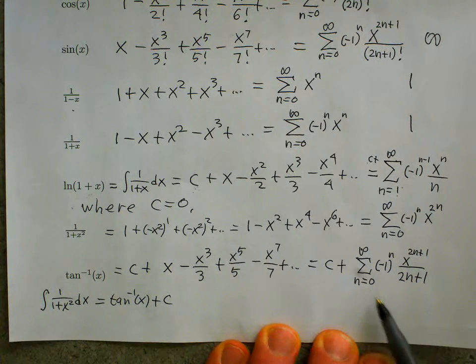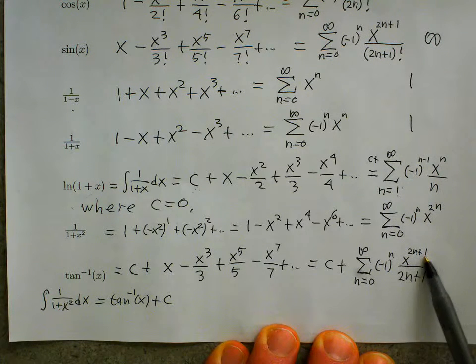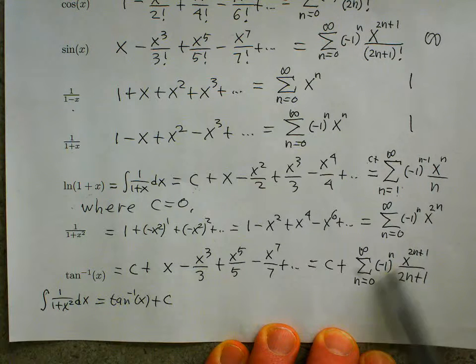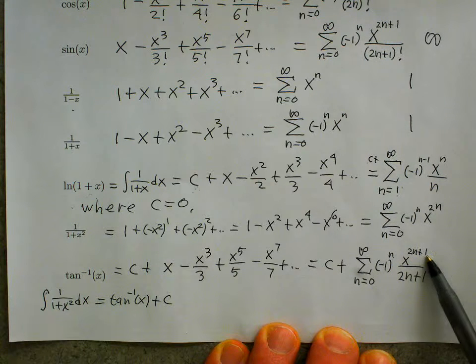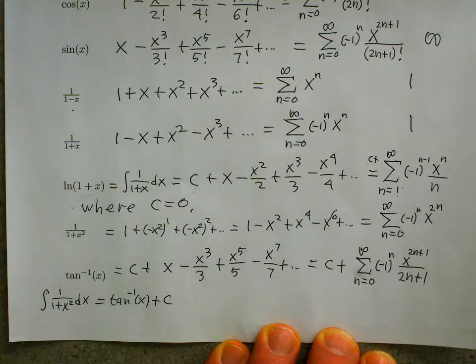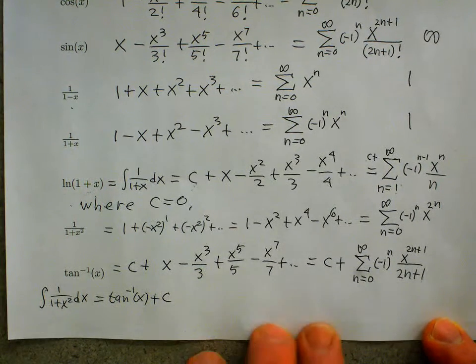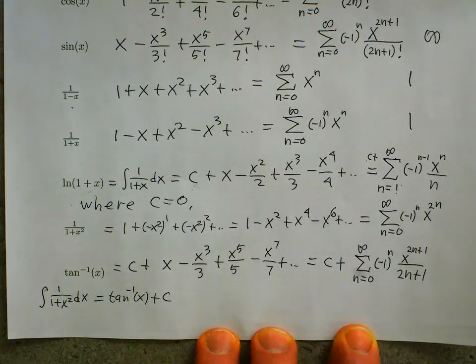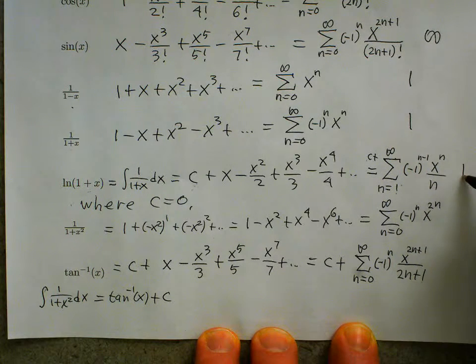So let's check to see if that works. When n is 0, we get x to the first over 1. And the term is positive when n is 0. When n is 1, the term is negative. 2 times 1 plus 1 is 3, so x to the third over 3. So that appears to work. And the radius of convergence for each of those is also 1.